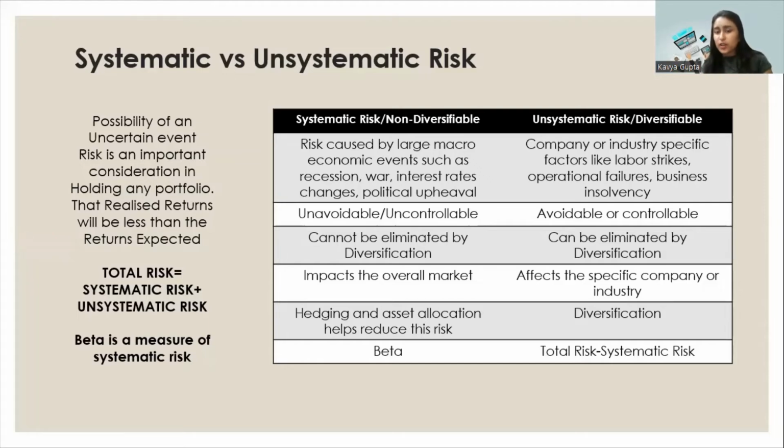You cannot eliminate systematic or non-diversifiable risk, but you can reduce it by using hedging, asset allocation, arbitrage; you have a lot of options. By using options or derivatives you can protect your portfolio. So there is something called hedging and arbitrage. We can talk about it in some other session if you want. So now, as mentioned, total risk in finance is equal to the systematic risk and the unsystematic risk.